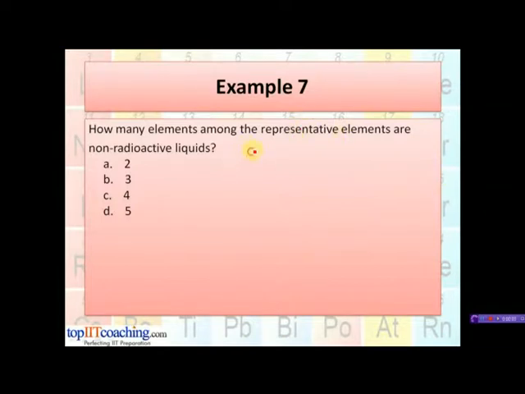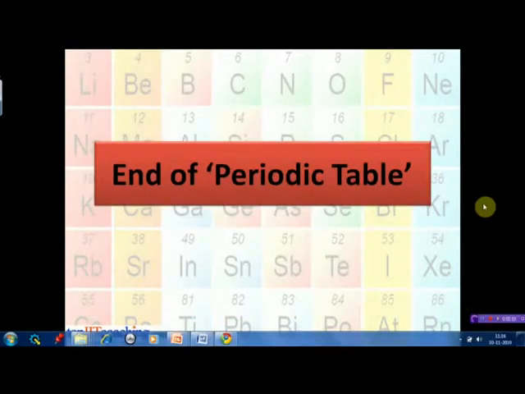Last question. How many elements among the representative elements are non-radioactive liquids? Now, the representative elements consist of the s block elements and the p block elements, except the noble gases. Now, s block has two liquids, that is cesium and francium, whereas p block also has two liquids, gallium and bromine. Out of these four, francium is radioactive, so we are left with three non-radioactive liquids. So our answer is B, that is 3.